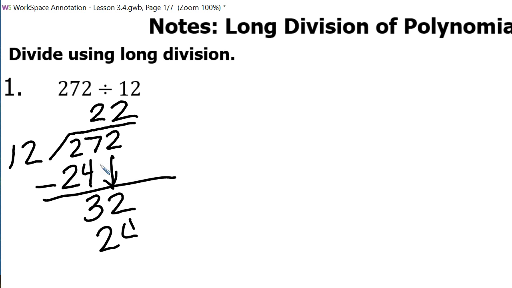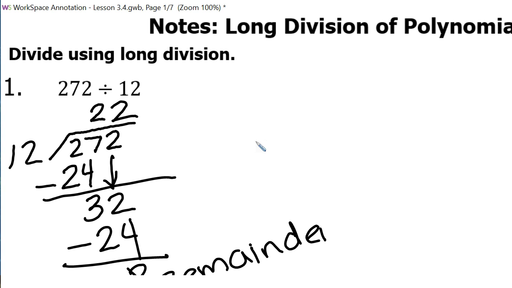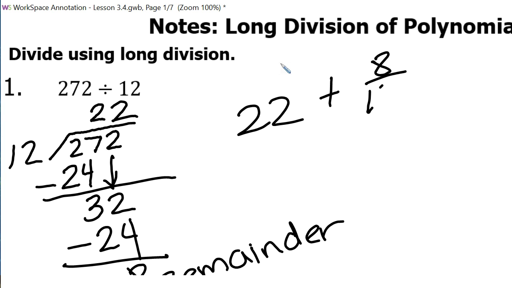Now what do I do with the 32 and 24? Subtract these. And 32 minus 24 is 8. And what is 8 called? When I have no more numbers to drop down, 8 is called your remainder. So today, when we write our answer, the top number is your answer, so our answer is 22, plus our remainder over what we're dividing by, which is 12. So 22 plus 8 over 12. That's how we're doing it today with polynomials. Okay, so that is a refresher with only numbers.